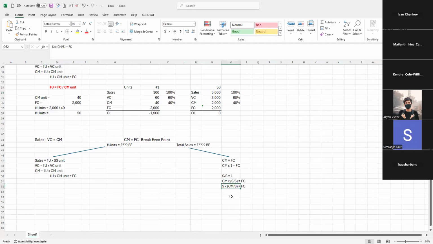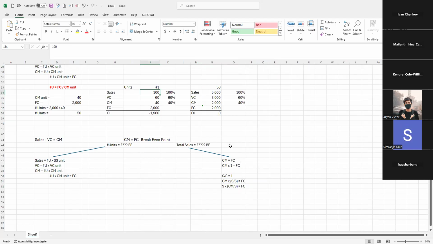Now the question is, what's the contribution margin divided by sales? If I get contribution margin and divide it by sales, what is that going to give me? What did we get when we divided contribution margin by sales? We get 40%, right? Which is my contribution margin ratio. Make sense? So contribution margin divided by sales is going to give me the contribution margin ratio.